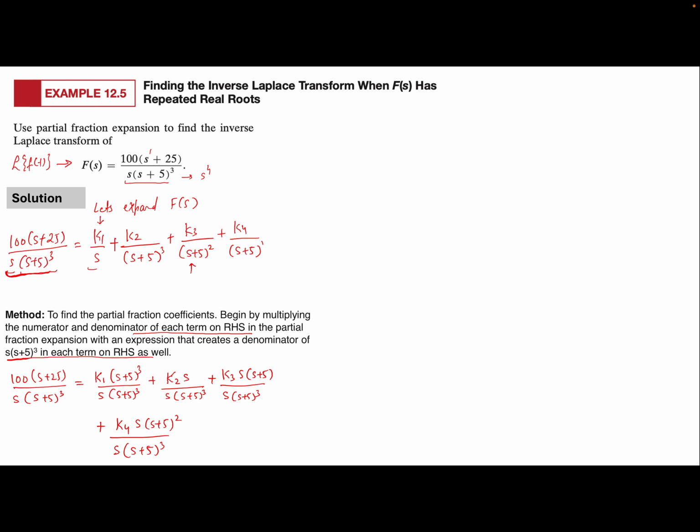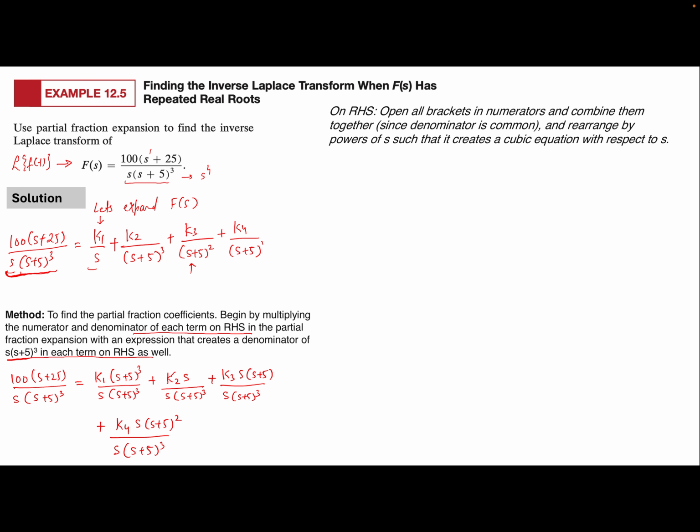Now, what I'm going to do on the right-hand side is, since my denominators on both sides will be cancelled out, I can just expand the whole right-hand side. So I need to expand all of these brackets, and then I can write the equation with respect to s, in all the different powers. So for example, over here, 100 times (s+25) is 100s plus 2500.